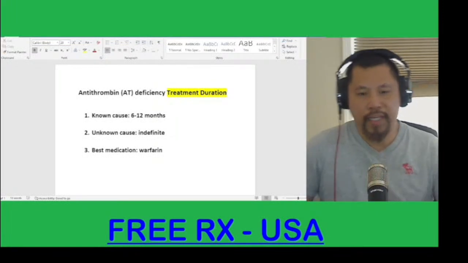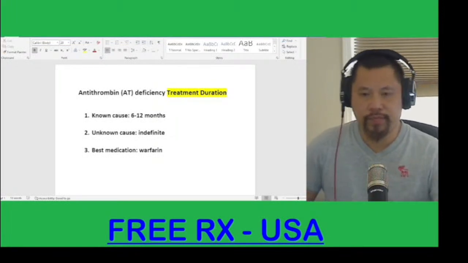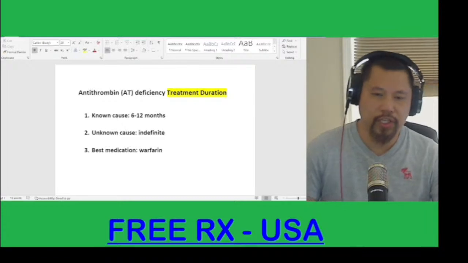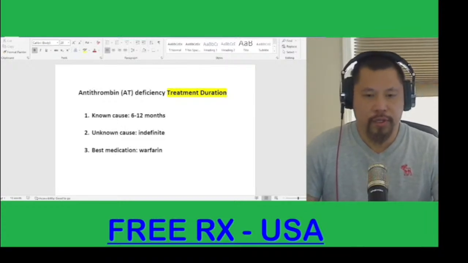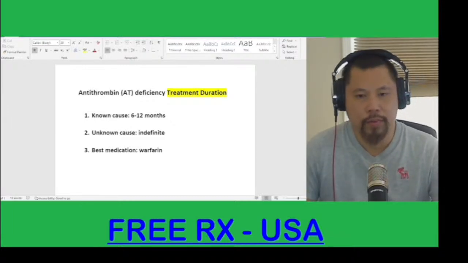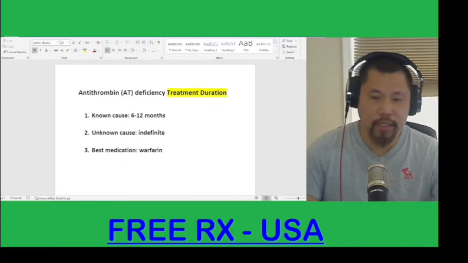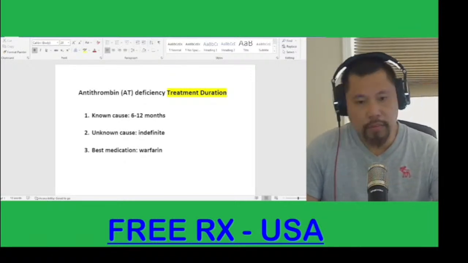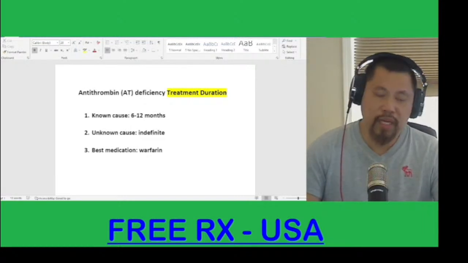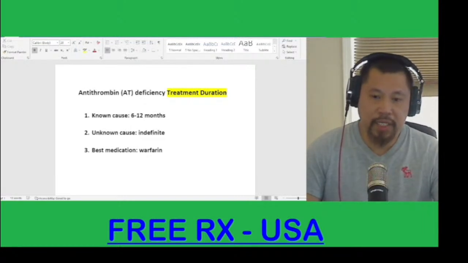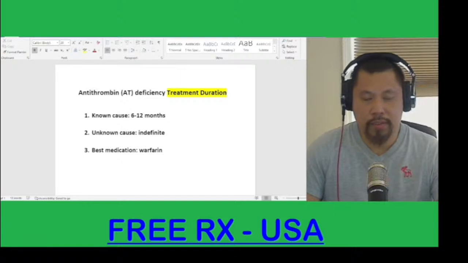Thrombin or AT deficiency treatment duration. This is one of the hypercoagulable states. If you have antithrombin deficiency, but you don't know the cause, you might need to take the blood thinner medication for 6 to 12 months.